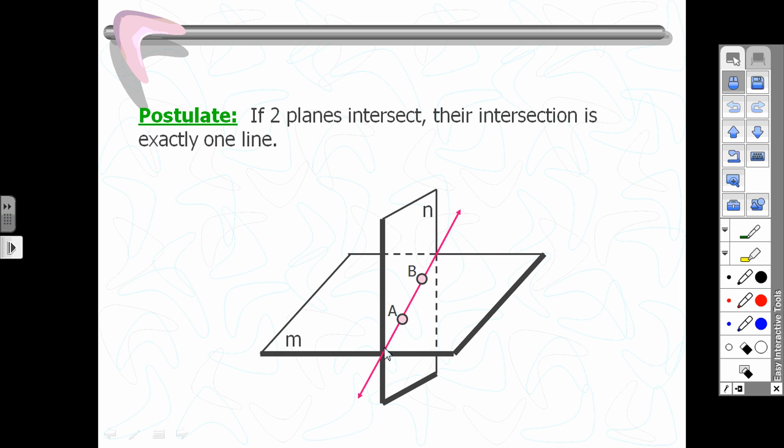Okay? So you can kind of think about like when the floor, like think of M being the floor and N being a wall, that where the floor and the wall intersect is just this 1 line, which is like the corner on the bottom. Okay?